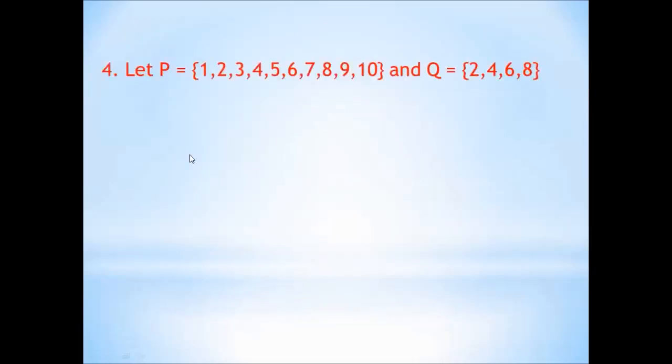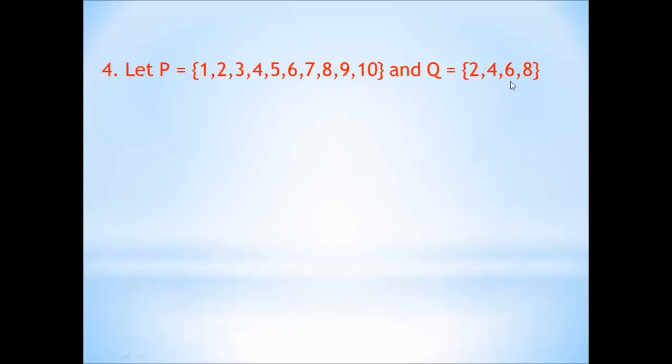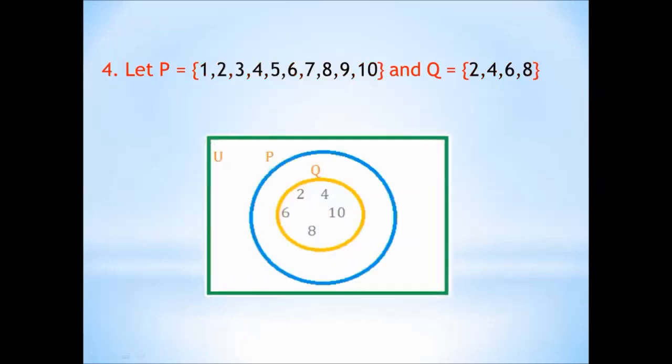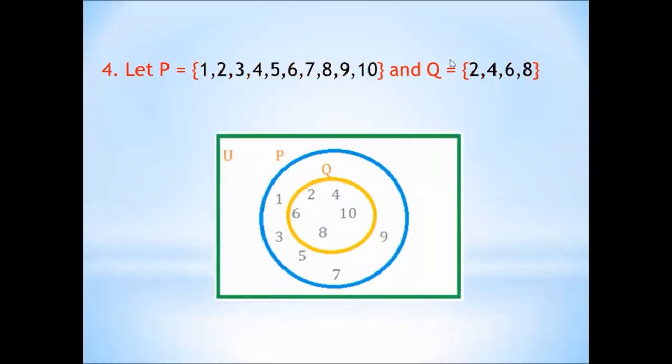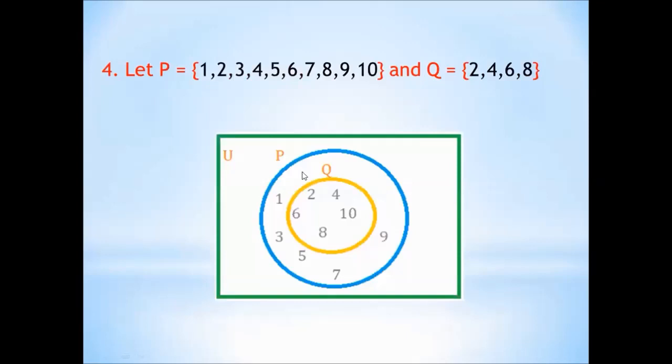Now for the next example, let P equal 1, 2, 3, 4, 5, 6, 7, 8, 9, 10 and Q equal 2, 4, 6, 8. You can see all the elements of Q are contained in P. So Q is a subset of P. For this, you will draw the Venn diagram like this. Look, Q is inside P, and all the elements of Q you will write inside Q, and the remaining elements of P you will write inside P and outside of Q.